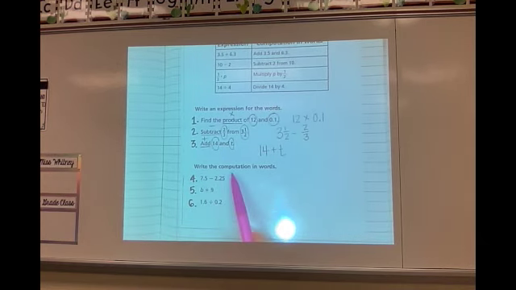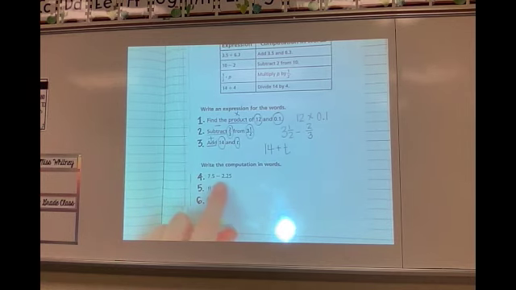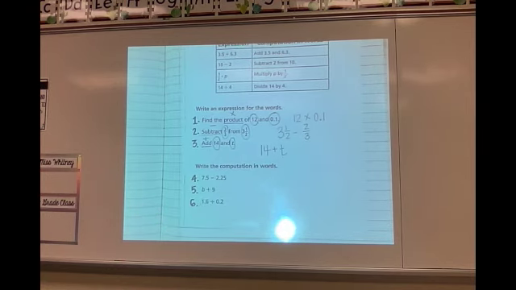It says write the computation in words. So now we're going to go backwards. They're going to give us the expression. I'm going to put it into words. So I need to put this into words. Remember, pretend like you're telling someone what they need to do.